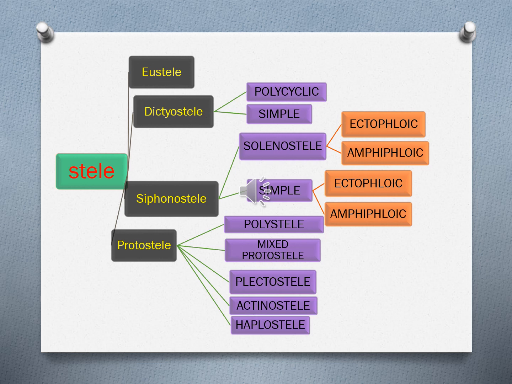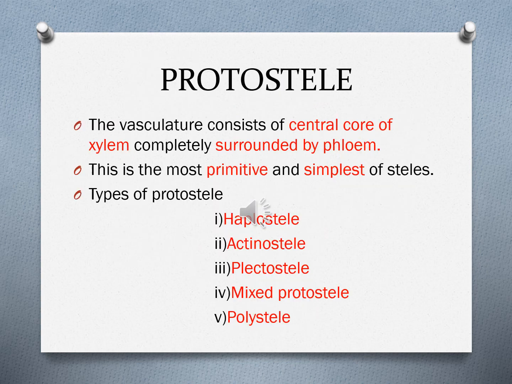And the most advanced is eustele, the one similar to the modern dicot vascular bundle. Start with the most primitive type of stele. The most primitive type of stele found in Pteridophytes is known as protostele. Protostele is the stele with a central core of xylem surrounded by phloem. It is the most primitive and simplest type of stele. And the protostele is divided into 5 types: haplostele, actinostele, plectostele, mixed protostele, and polystele.